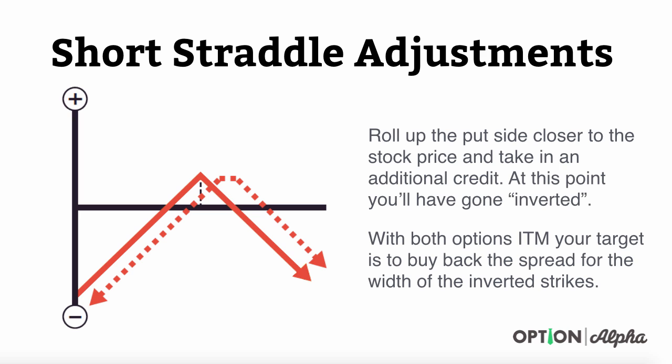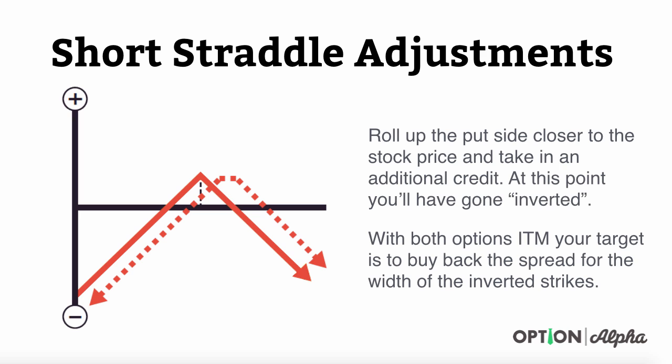So here's what we would do. Let's say that we enter our trade and the market starts running higher towards our call strike, or the call side of the trade. What we would end up doing is rolling up the put side closer to the stock price and taking in an additional credit. At this point, you'll have gone inverted. Now with both options in the money, you'll have a put option with a strike higher than the strike of your call option. That's why you go inverted.